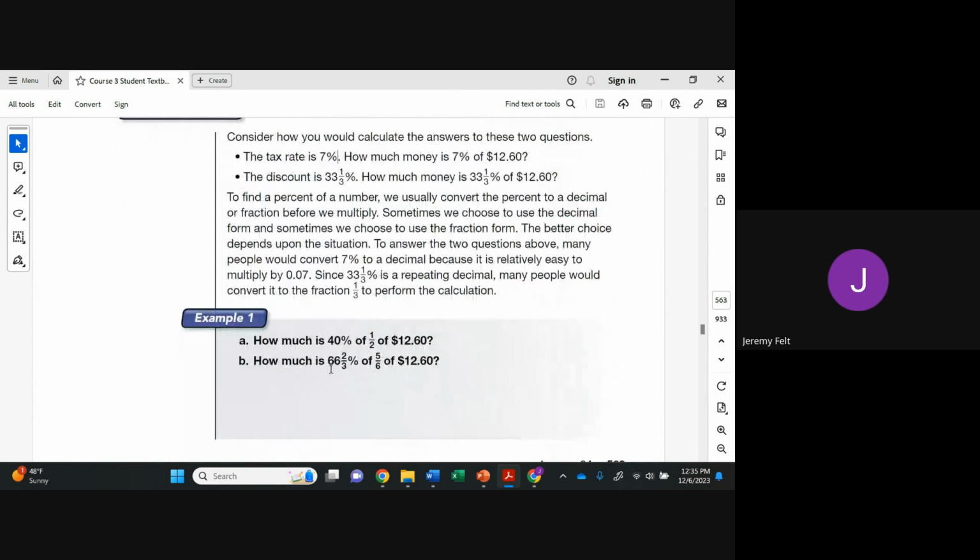Now 66 2/3%, again, a repeating decimal. That would be 0.6 repeating forever.